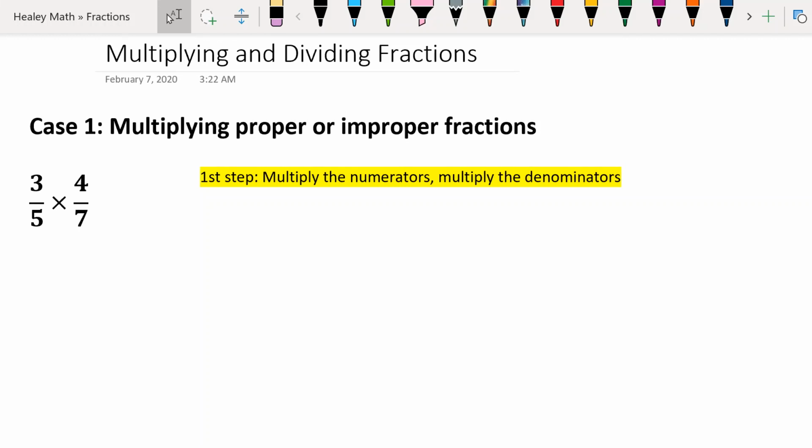Hi, today we are going to be looking at multiplying and dividing fractions. Today we'll have 4 cases we're going to be investigating. In case 1, we are multiplying proper or improper fractions. Our first step is we are going to multiply the numerators and we're going to multiply the denominators.